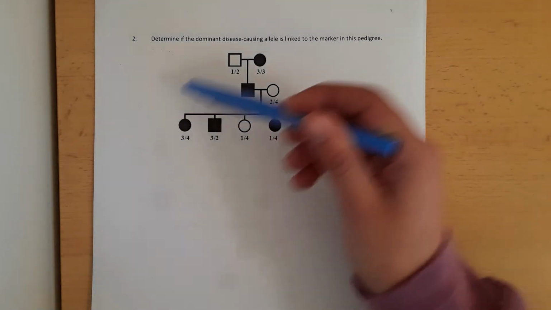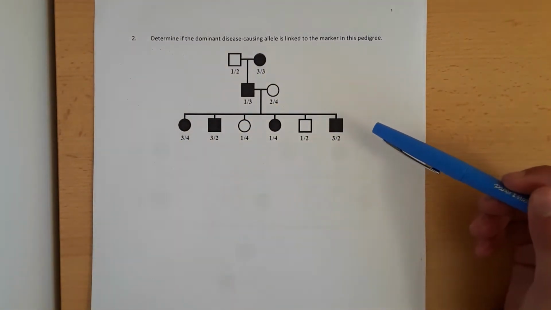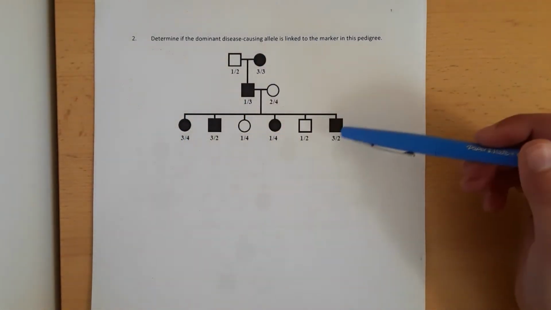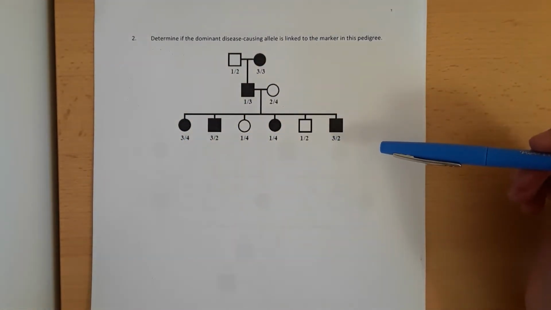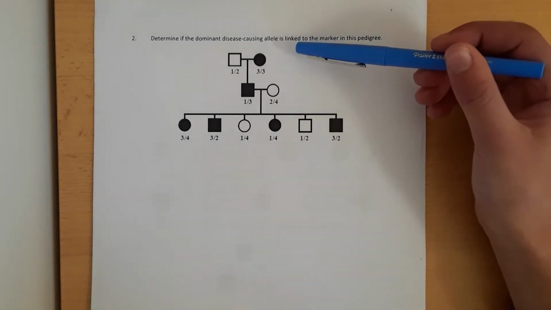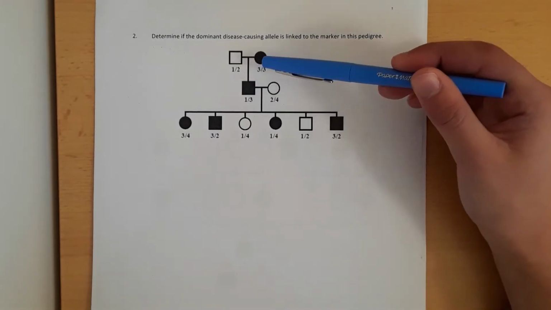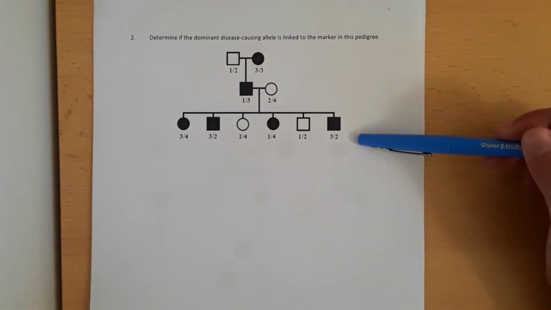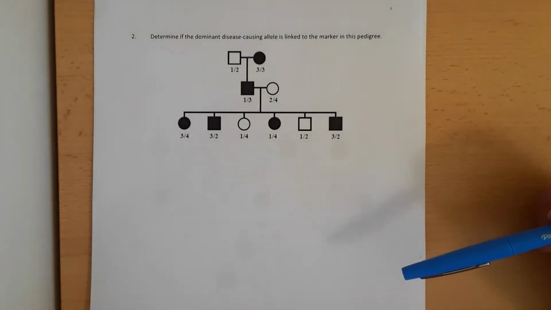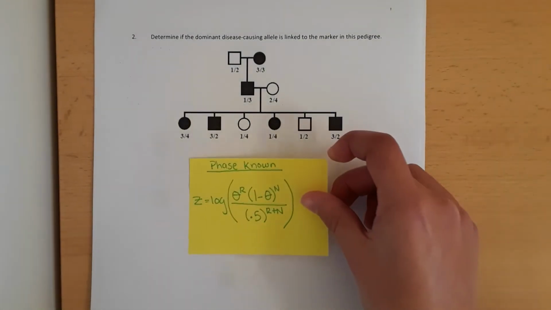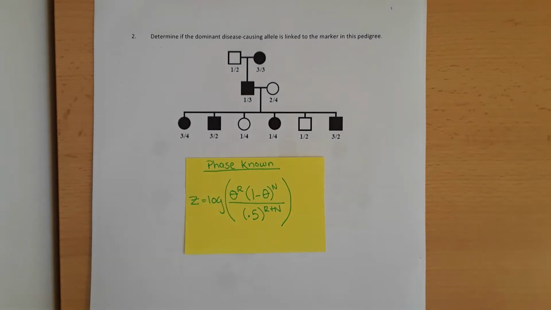Now, this is actually going to be a phase known pedigree because we can see that all the family members are alive, and from generation 1 to 2, the couple had one child, and then that one child had a lot of kids. So it's clear to see that this is a phase known. So we're going to use this equation.